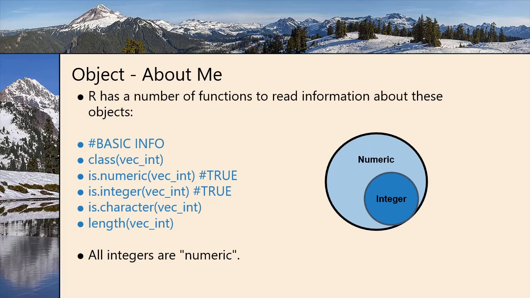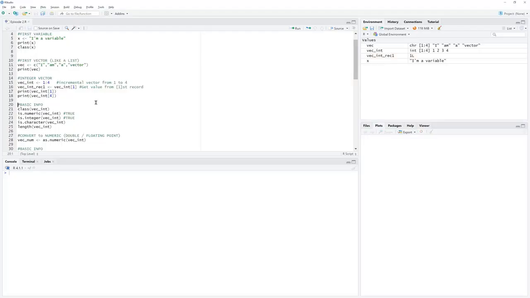R has a number of functions to read information about objects, such as class, which tells you the type of variable; is.numeric, which tells you if it's a number, could be decimal or integer; is.integer, which will tell you if it's just an integer; is.character, which will tell you if it's a string; and length, which will tell you the size of a vector. Here we can see that basic info in action. Class is integer, is.numeric is TRUE, is.integer is TRUE, and is.character is FALSE. We'll see the length of the vector, or the number of records in that vector, is 4.